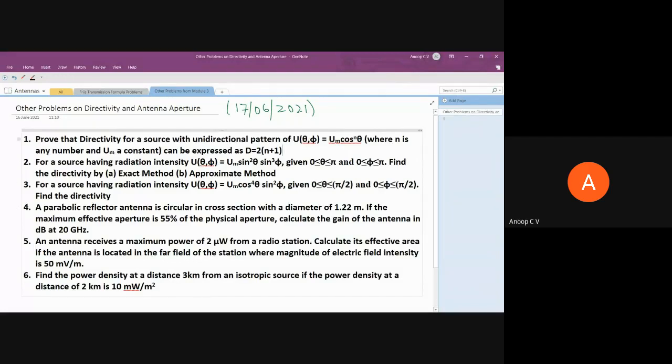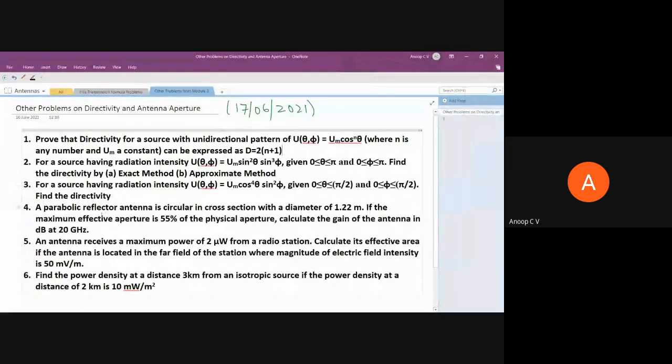So problems number 2 and 3, for the time being, I'm asking you to do as homework. Whichever be the problem on directivity, finding omega A will end up in evaluating an integral. It will be either cos raised to n theta sin theta d theta, or sin power n theta d theta, something like that. So these two problems you can try. These are previous year university exam questions.